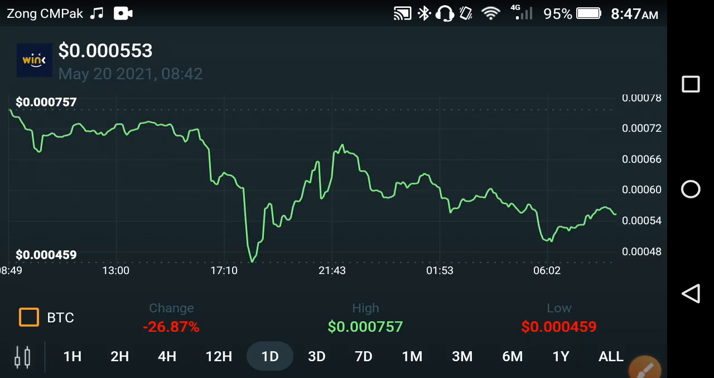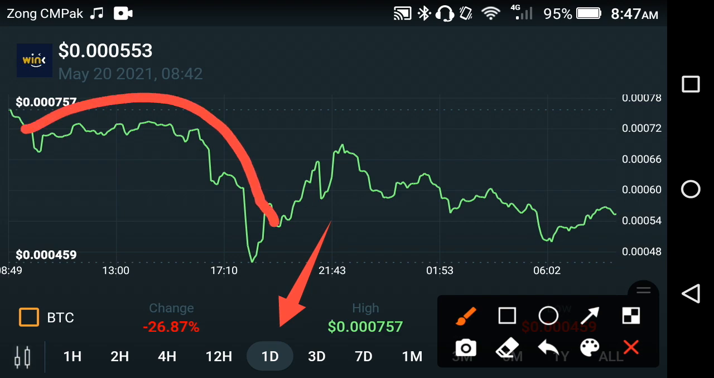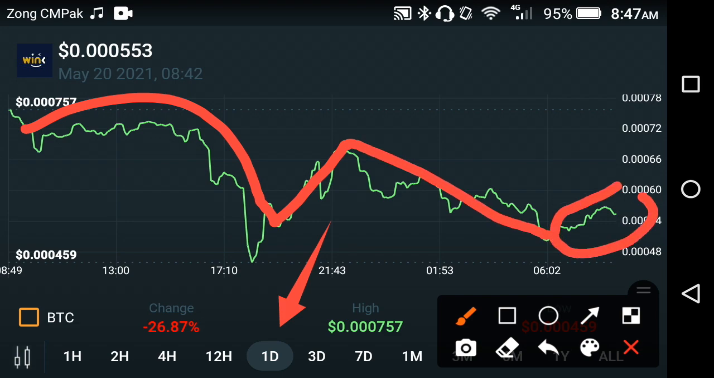Let's see, as you can see here, that is the last 1 day price chart, the last 24 hours price chart of the Winklink coin. As you can see here, previously there were fast drops in the Winklink coin. Fast down, and after that it took a small jump, and after this again fast down. And as I told you, the last 1 hour pricing is positive, so in the last 1 hour it again started moving upward. So I hope this jump will continue for a long time, but we can't see the future.